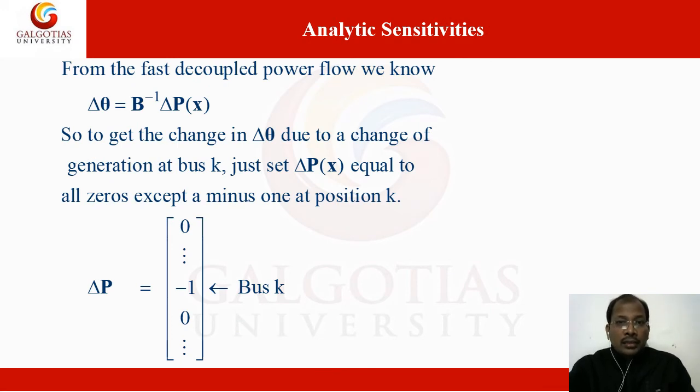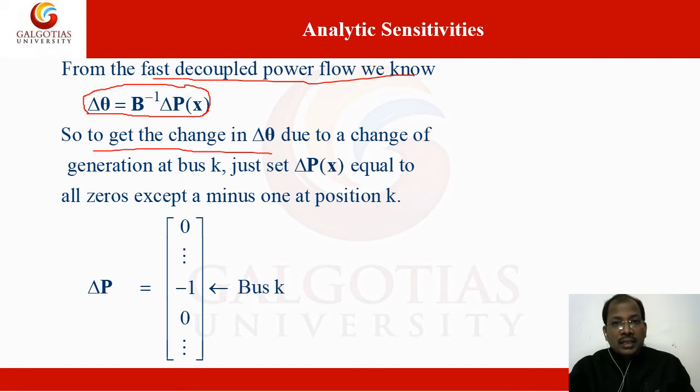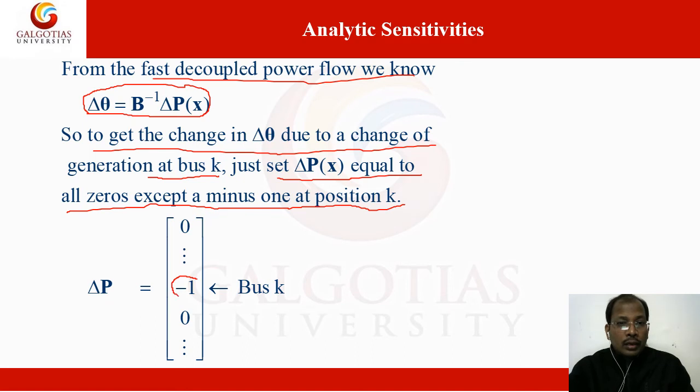For analytical sensitivity, we have to calculate this del theta, which is B inverse times the real power mismatch. From the fast decoupled power flow equations, this is already applied. So we get the change in theta due to a change in generation at bus K. Just set del P equal to all 0 except a minus 1 at position K. So del P we can put 0, and at the Kth bus we have to put minus 1, because we are just calculating at the Kth bus.